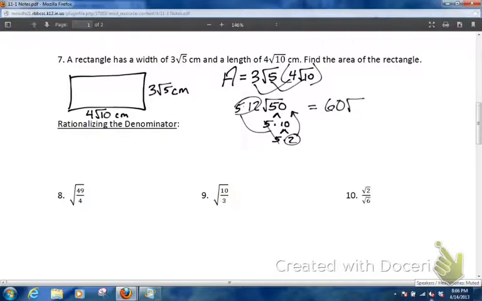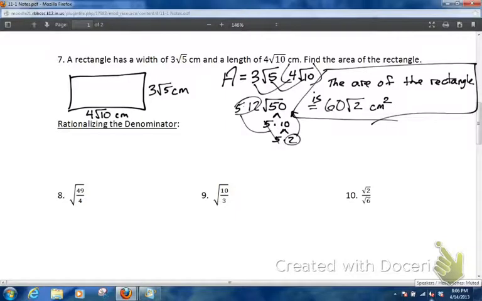and then square root of 2, and this is a story problem, so it does need to be centimeters squared, and for you guys it should be a full sentence, being as the area of the rectangle is 60 root 2 square centimeters.